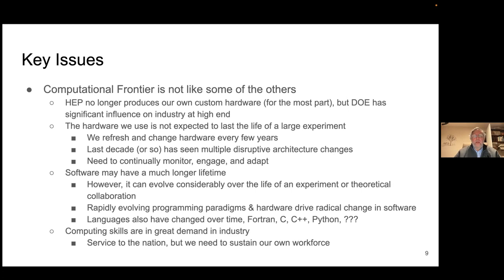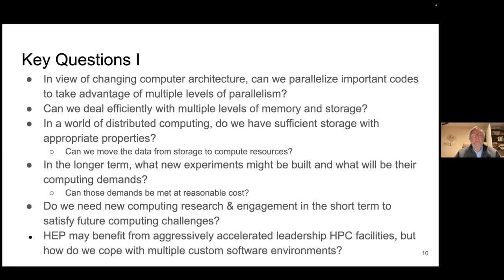So there have been rapidly evolving programming paradigms and hardware in the last, say, 10 to 15 years, and languages have changed over time. Fortran, C, C++, Python, who knows what's next, Julia, C++, people are doing OpenMP offloads, OpenACC, CUDA. Anyhow, another issue for us is that computing skills are in great demand in industry. We train people, but sometimes they get away from us and go off into industry where they make a lot more money.